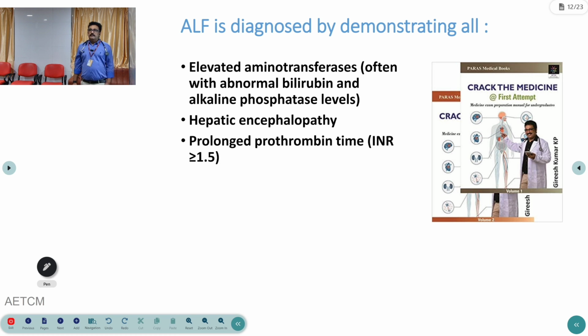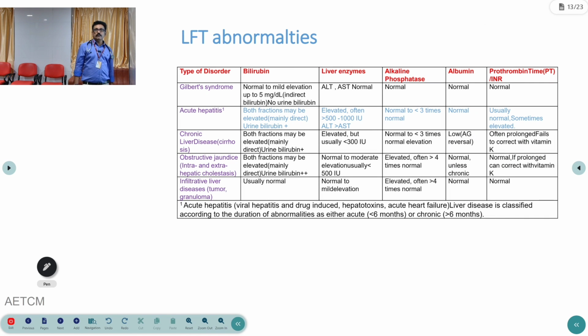Elevated aminotransferases like SGOT, SGPT are features of acute liver failure. Features of hepatic encephalopathy are very important to diagnose a case of acute liver failure. PT/INR should be elevated, so SGOT, SGPT should be elevated. Hepatic encephalopathy features should be there, and you should have a prolonged INR. Then we can make a diagnosis of acute liver failure.